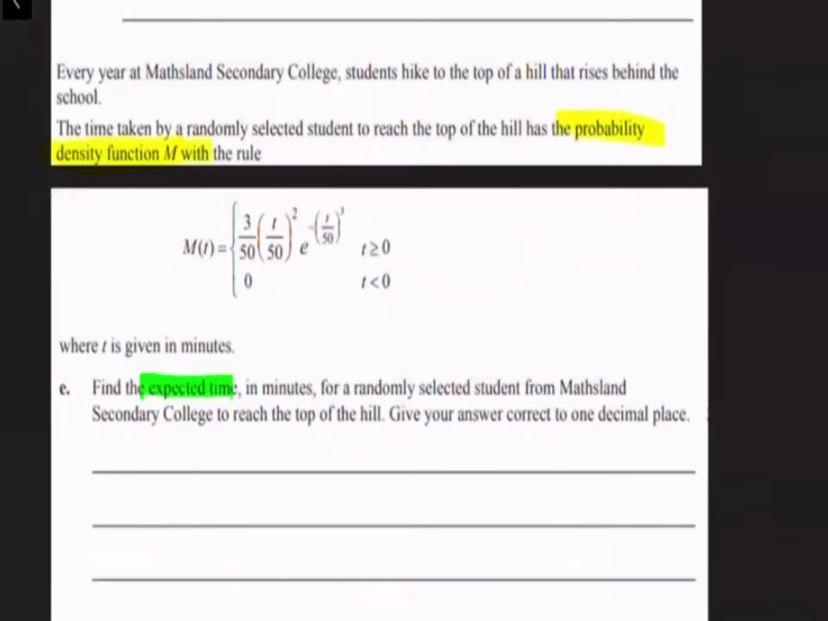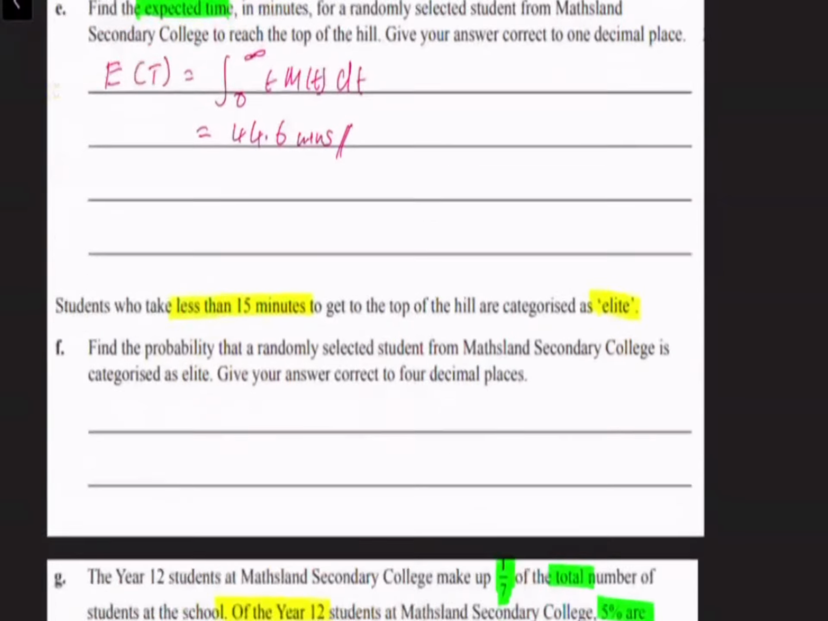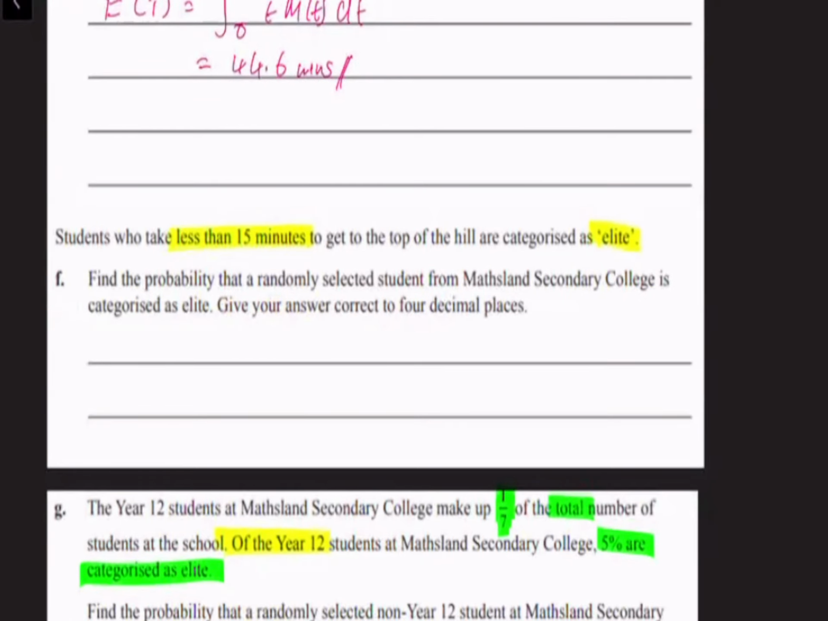So now we've moved on to a probability density function to find the expected time. Expected time is just integration from the domain, which in this case is infinity to 0, of t times the function dt, and chuck that into your CAS and you should get 44.6 minutes. Elite students are those who can take less than 15 minutes to do this. So find the probability someone's elite. Probability elite is less than 15, so integrate from 0 to 15, and chuck it into your CAS and you get 0.266.